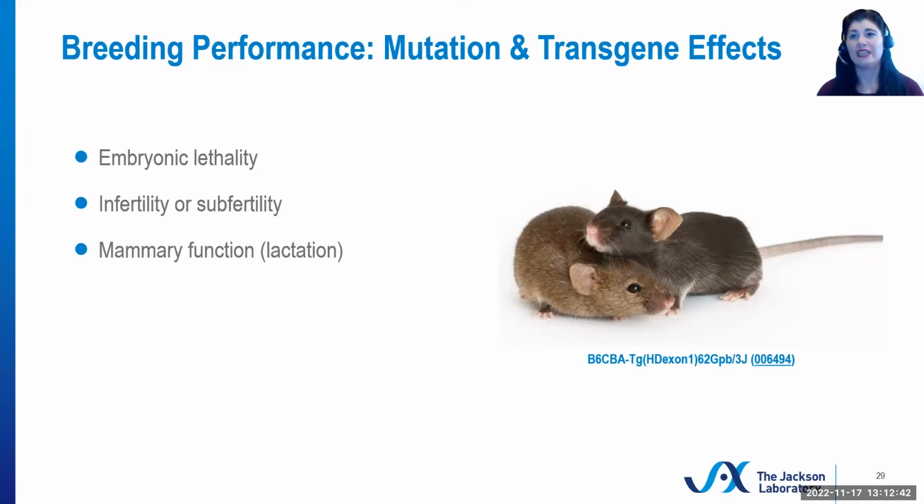You may need to be aware of how a mutation or transgene can affect lactation. For example, mice that are homozygous for the DGAT1 knockout are void of milk production and require the use of lactating foster mothers.